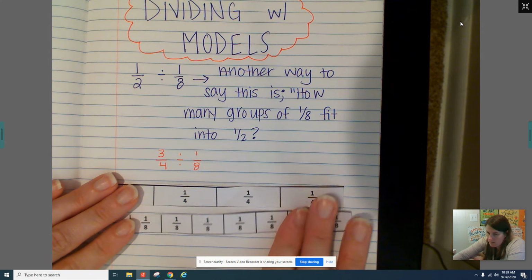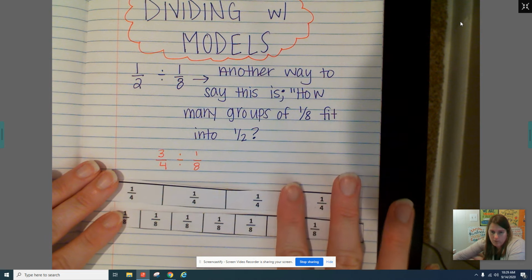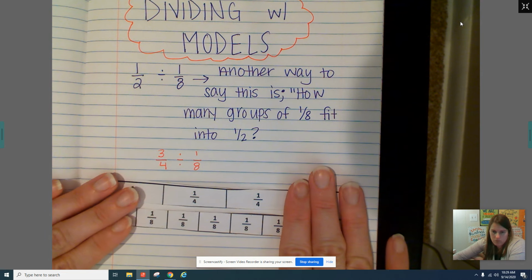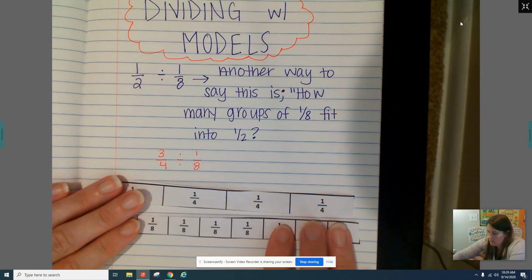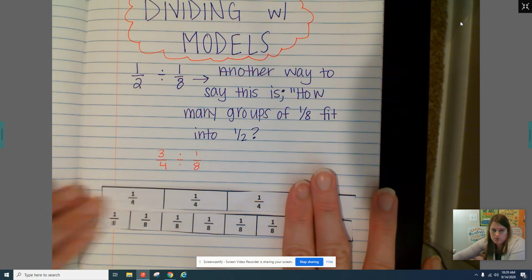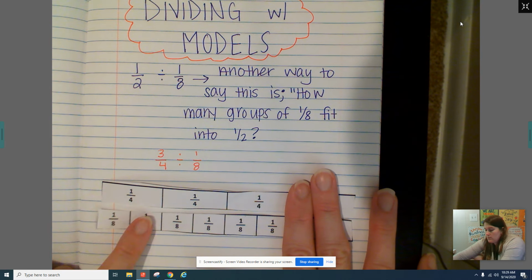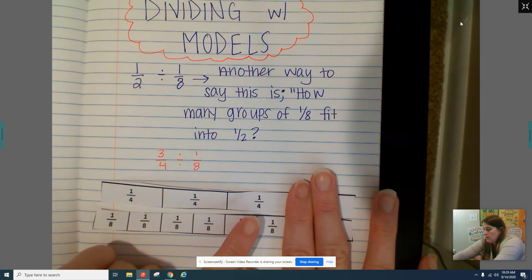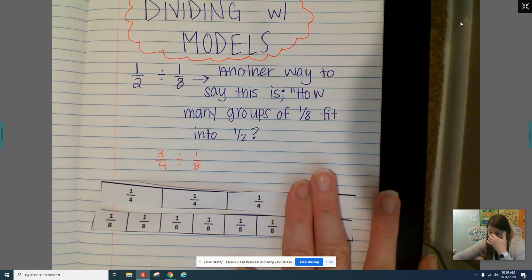All right, so I'll find 3/4, and I put my finger right there, okay? Because really, after 3/4, I don't really care. I just want how many groups of 1/8 fit into 3/4. So you can see I have 1, 2, 3, 4, 5, 6, and the answer would be 6, okay? The answer is not 6/8, because that's not what it's asking. It's saying how many 1/8 fit into 3/4, okay?